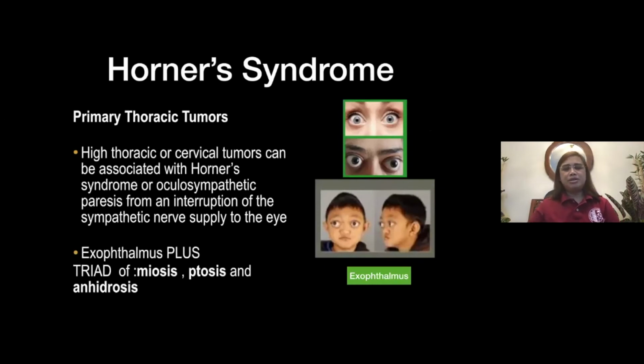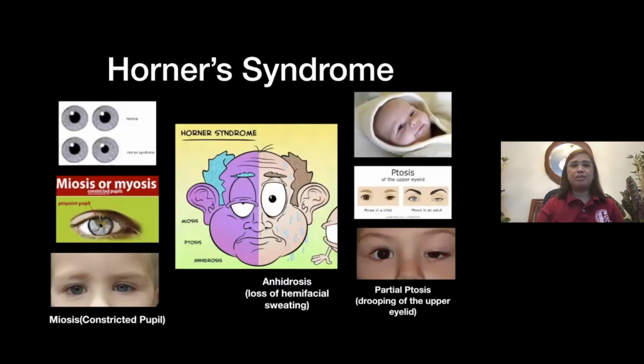High thoracic or cervical tumors can be associated with Horner syndrome or oculosympathetic paresis from an interruption of the sympathetic nerve supply of the eye. Exophthalmos plus the triad of miosis, ptosis, and anhidrosis is the manifestation of Horner syndrome. These are the components of Horner syndrome. There is miosis or a constricted pupil, and anhidrosis or a loss of hemifacial sweat of the upper eyelid.